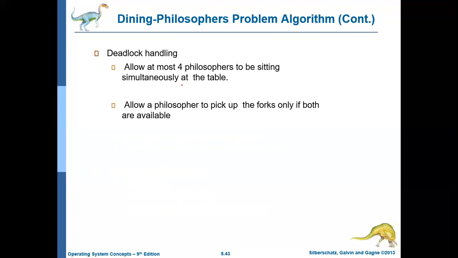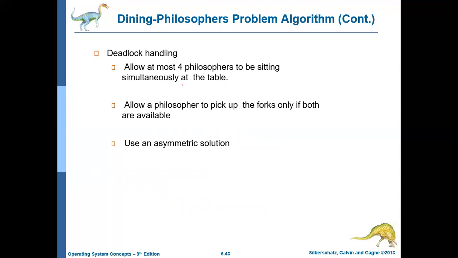And the third solution is an asymmetric solution, which means that the philosophers who are placed at even locations should take their left chopstick first and then the right chopstick. And the philosophers who are placed at odd locations should take the right chopstick first, and then the left chopstick. If that is done, this deadlock can also be avoided. So these are the 3 solutions to avoid the deadlock for the dining philosophers problem.